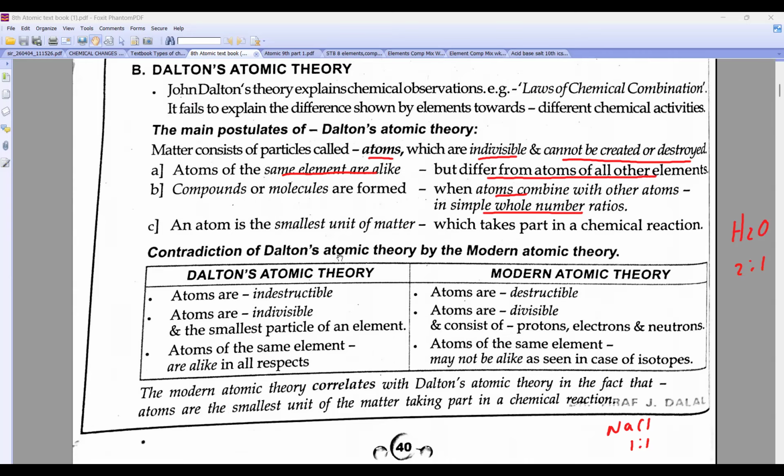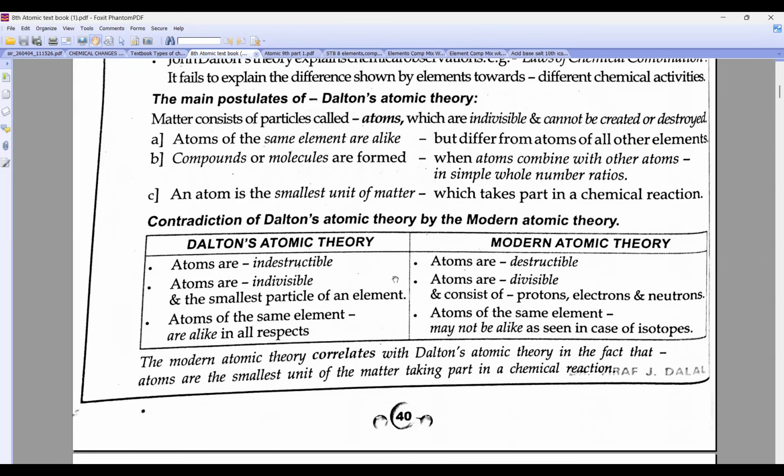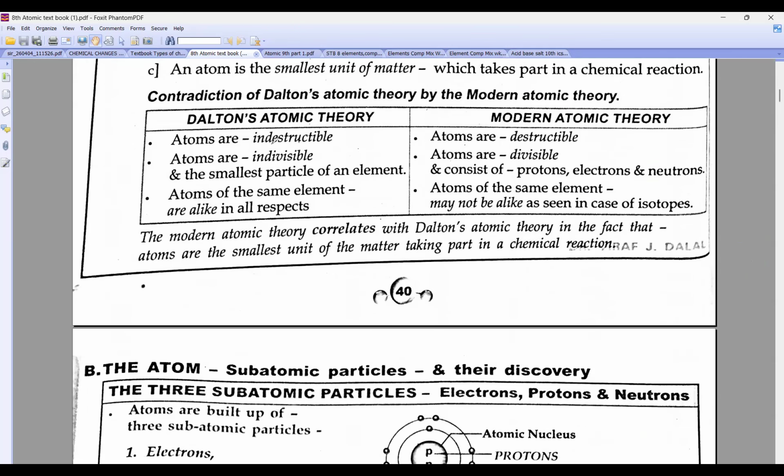An atom is the smallest unit of matter which takes part in bond formation. But John Dalton's theory used to say that the atom is what? Indestructible. But modern theory says it is destructible. Atoms are divisible, because inside the atom we have the nucleus. Inside the nucleus we have protons and neutrons, and around in the orbits, what are revolving? Electrons. Clear? So now directly we start with the main part.